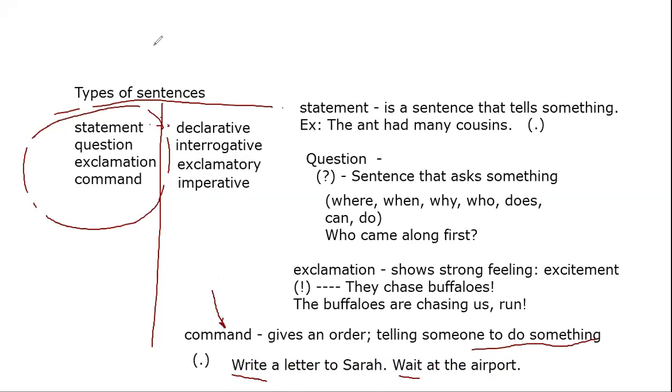So let's refresh here. A statement, also known as a declarative sentence, tells someone something. A question, also known as an interrogative sentence, asks a question. Look at your question words. An exclamation, also known as an exclamatory sentence, shows excitement or feeling and ends with an exclamation point. A command, also known as imperative, gives an order, or you're telling someone to do something. So those are the different types of sentences. I would also look up more of your question words and write them on your list here.